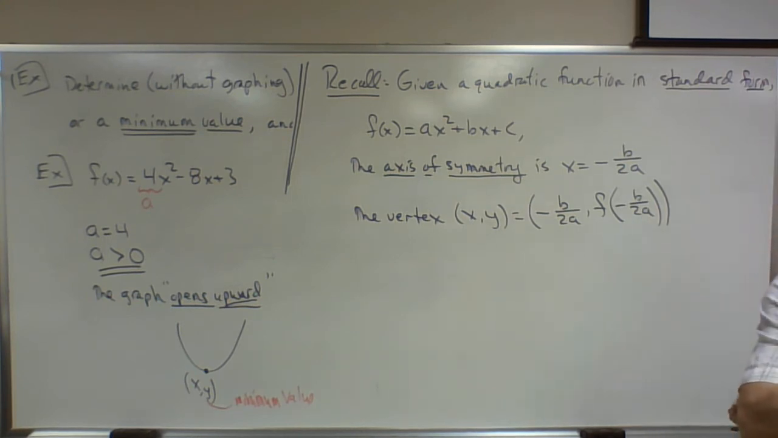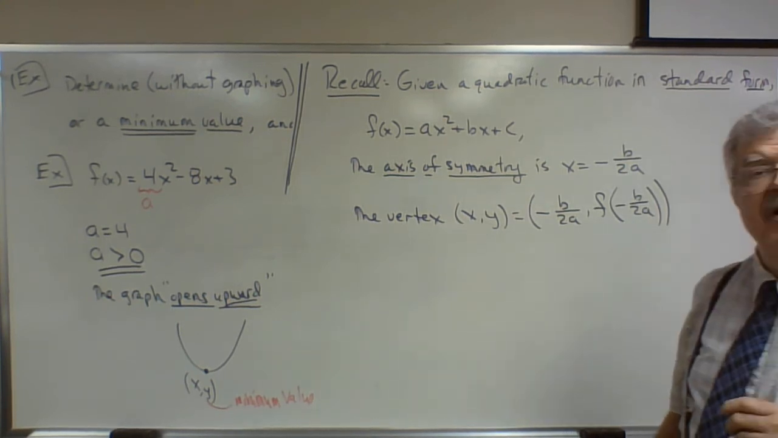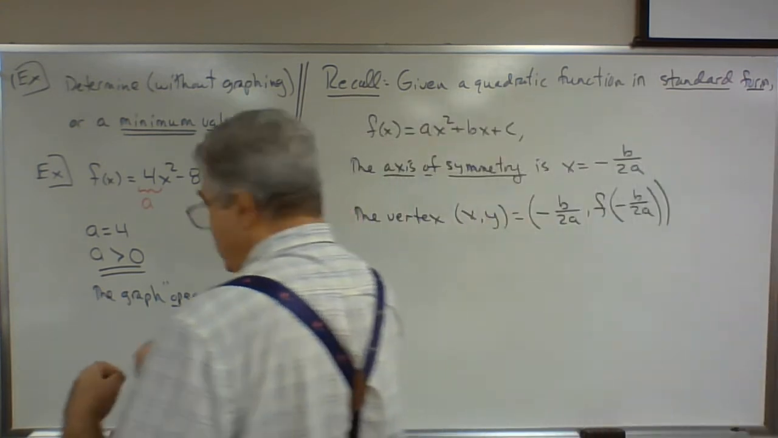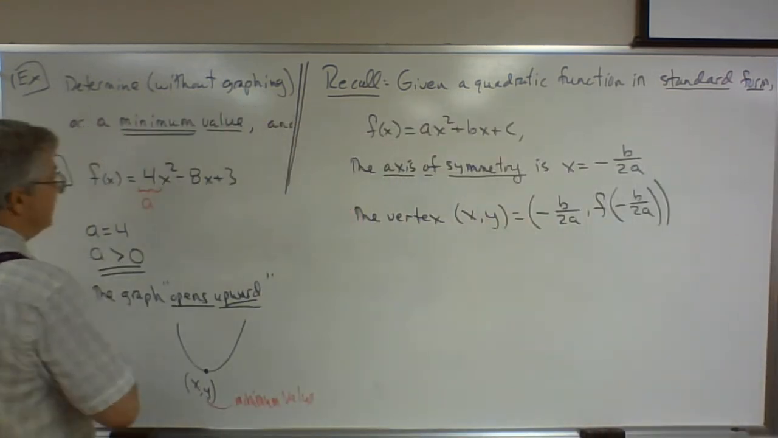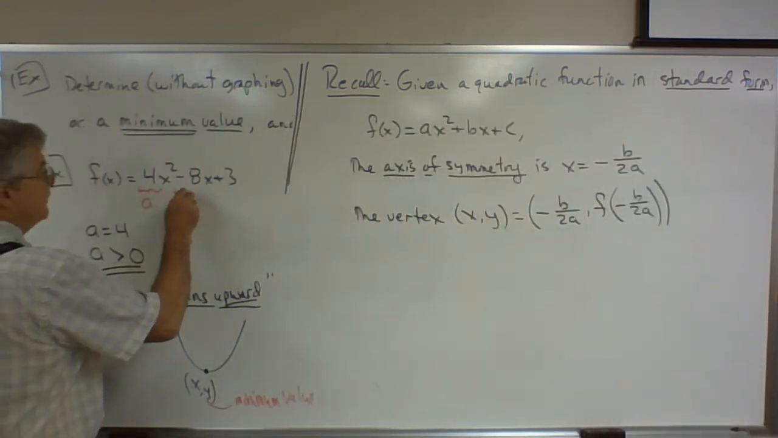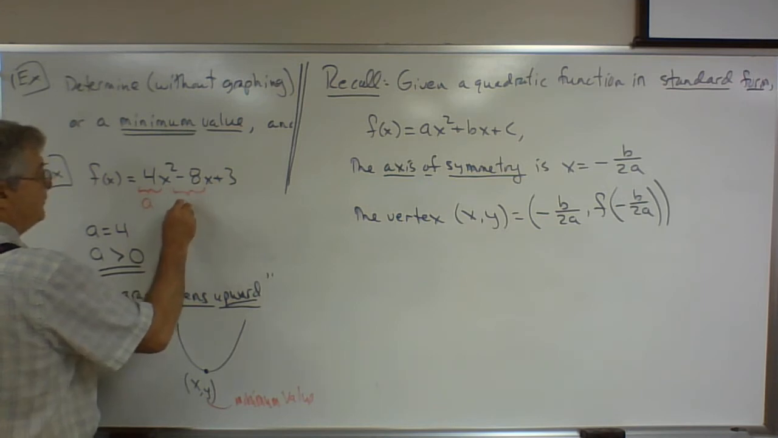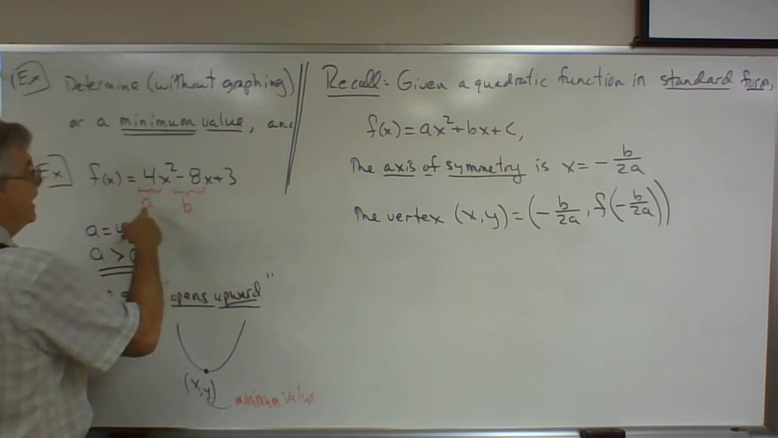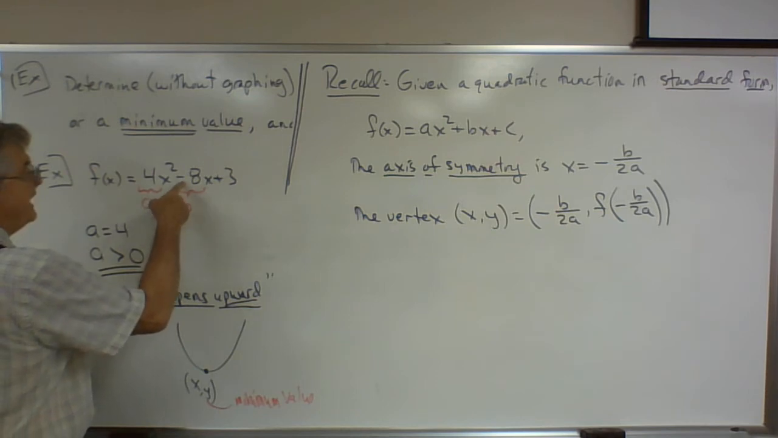So let me just go back to the definition of our function and identify a and b. a is 4, b is negative 8.